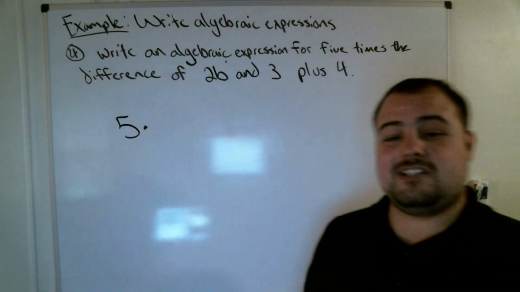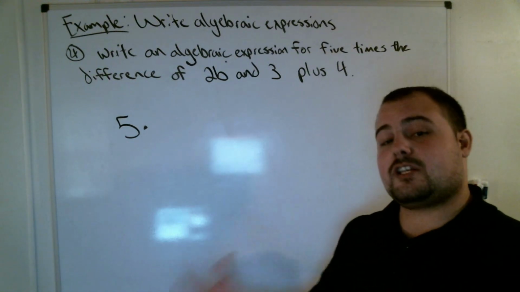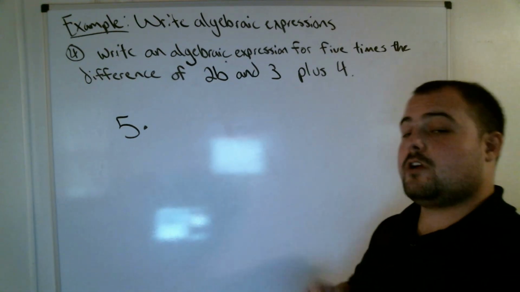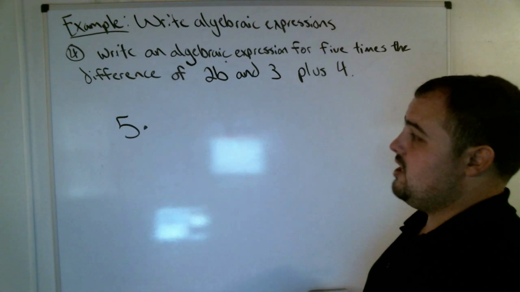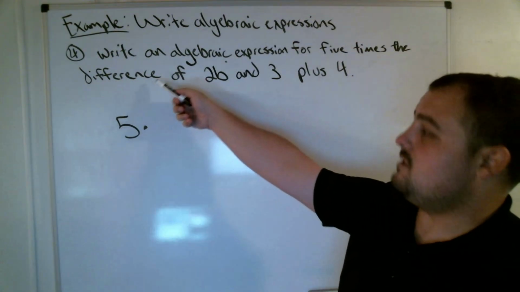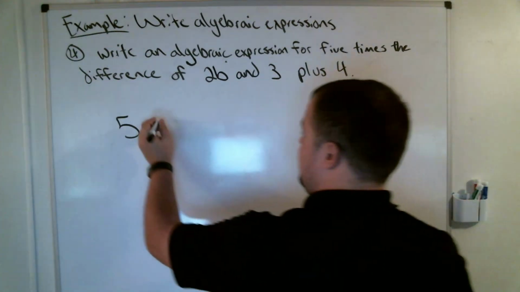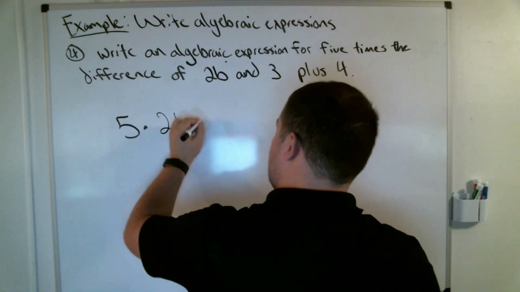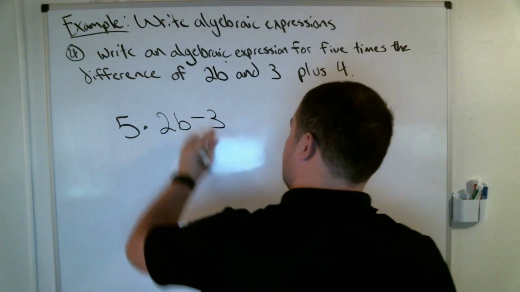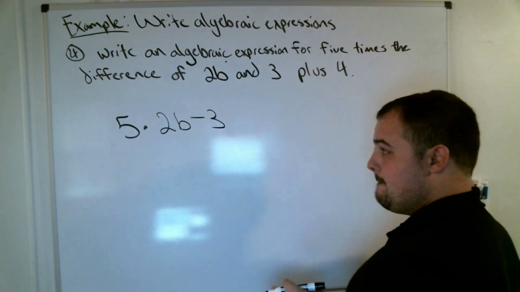Now reminder, the word difference implies that subtraction is happening. So we need to read where the difference or the subtraction is happening. Well, the subtraction is happening between 2b and 3. So it's 5 times 2b minus 3. Well, I have a difference happening.